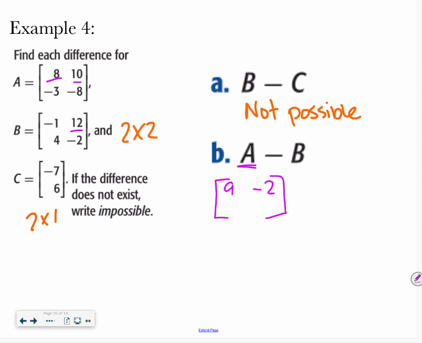And I have -3 minus 4, that's -7. Negative 8 minus the negative 2 becomes negative 8 plus 2, because minus a negative becomes plus. Made that much more complicated than it had to be. Sorry. So this would be my answer for that example.